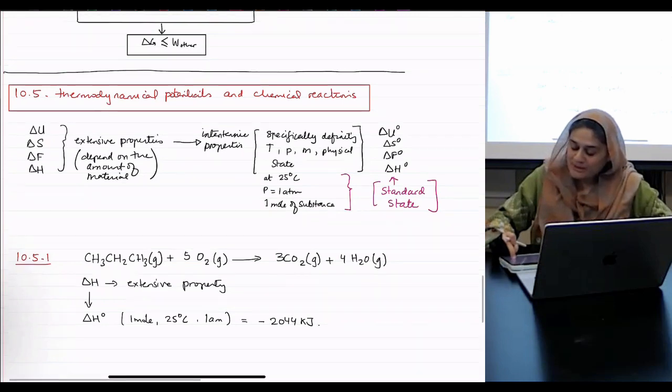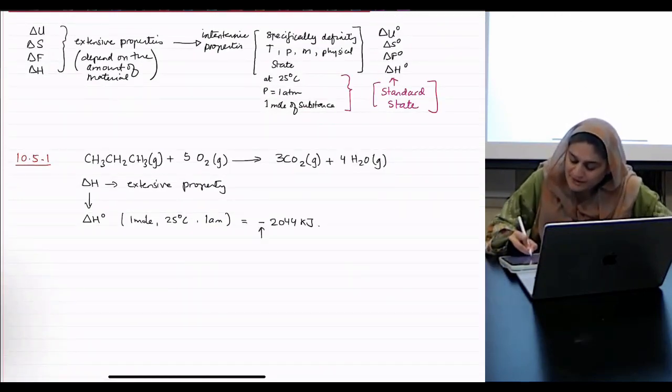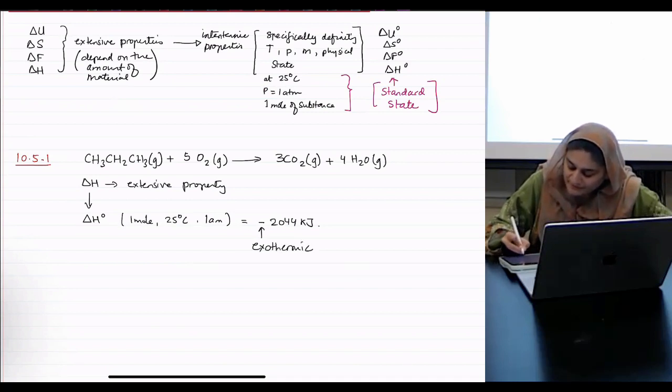Okay? And then what does the negative sign mean? It is what? Exothermic. What does that mean? That's easy for the environment.